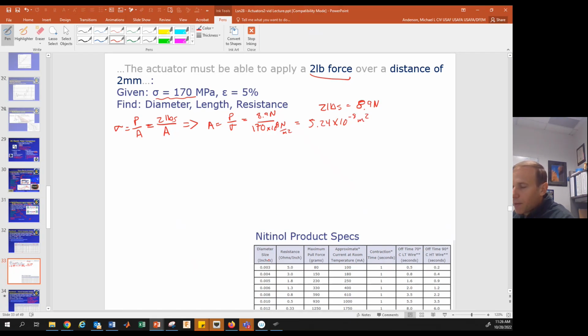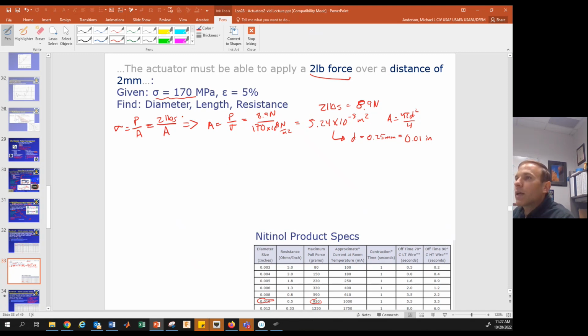Our chart is in diameter in inches. So remember, our area equals pi d squared over 4, and then solve for d. This translates to a diameter of 0.25 millimeters, and remember, 25 millimeters is an inch. This is about 0.01 inches. So that puts us on that row in the table, and that's 930 grams. So that's almost a kilogram.